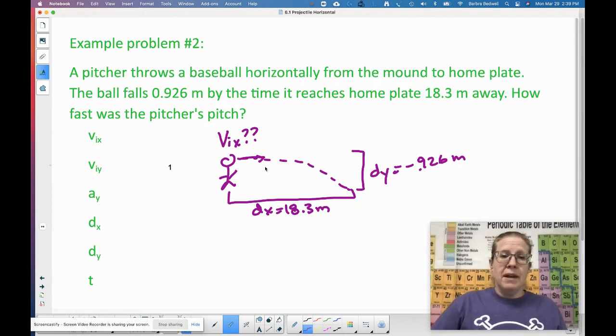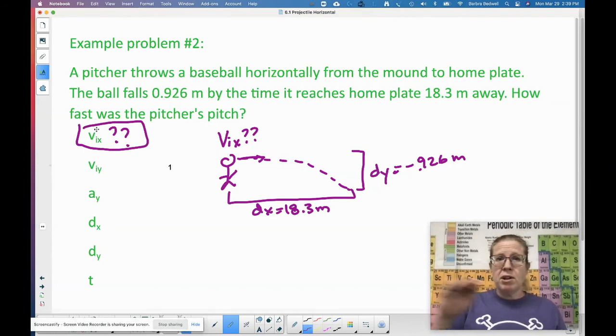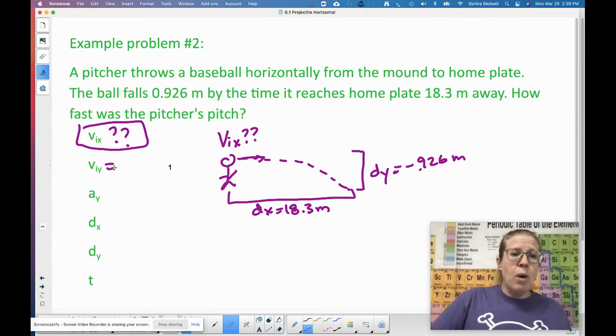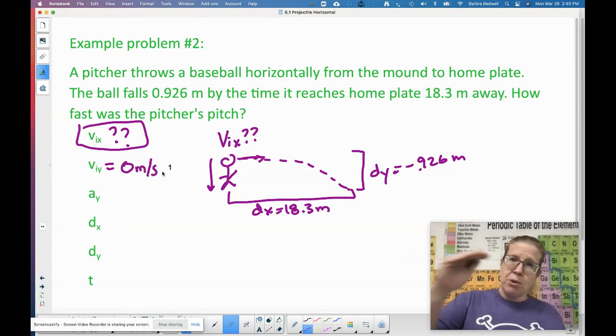Okay. And then we know some other things about it that are kind of hidden. So we know Vix, that's what we're trying to find. So if we're trying to solve for this, that means the horizontal component will be the last thing that we look at. We're going to have to solve vertically first. Okay, Viy. Again, vertically. What's its initial velocity vertically? 0 meters per second. Again, because I'm throwing it horizontally, it's starting at 0 meters per second vertically and is going to be falling down from there.